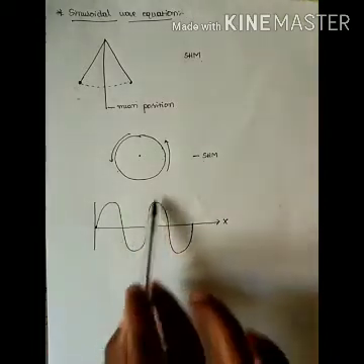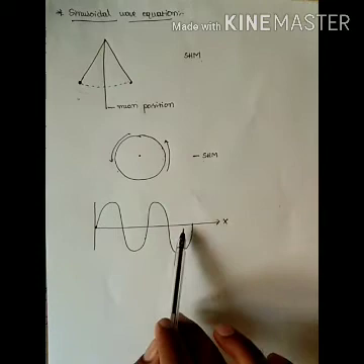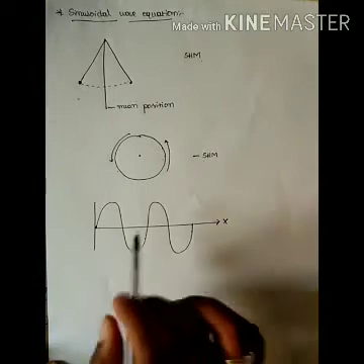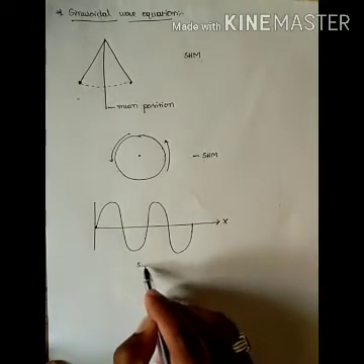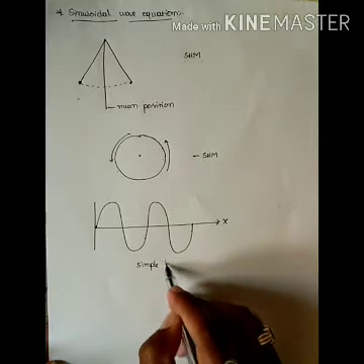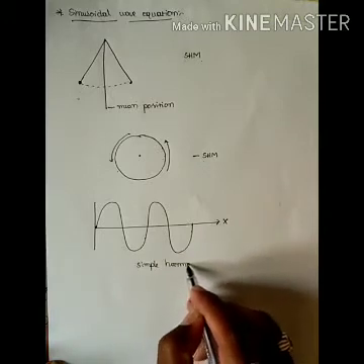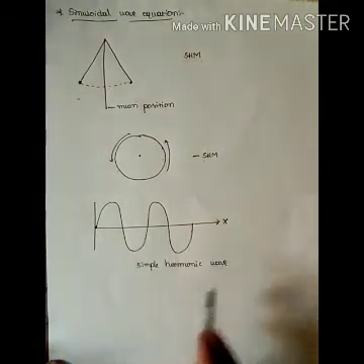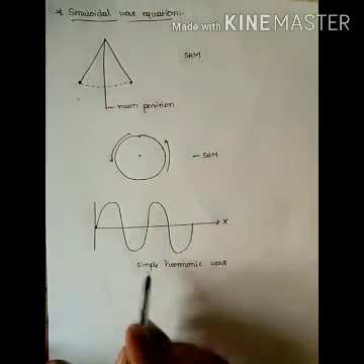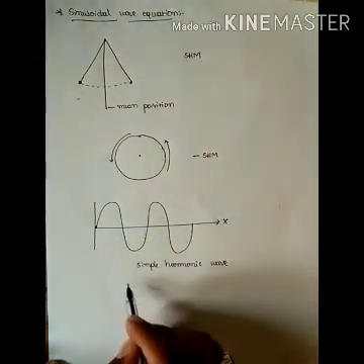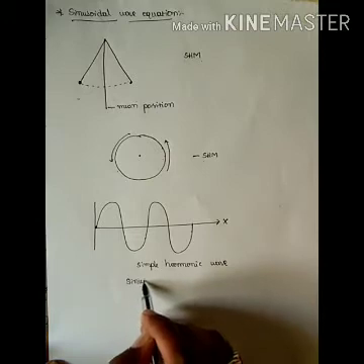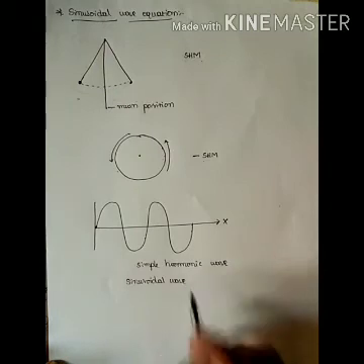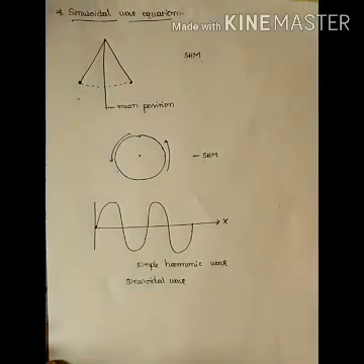Here we are expressing the wave, and that wave is exhibiting simple harmonic motion, hence we can call that wave a simple harmonic wave. Since the wave is expressed as a function of sine, we can call that simple harmonic wave a sinusoidal wave. That is the actual definition of a sinusoidal wave.